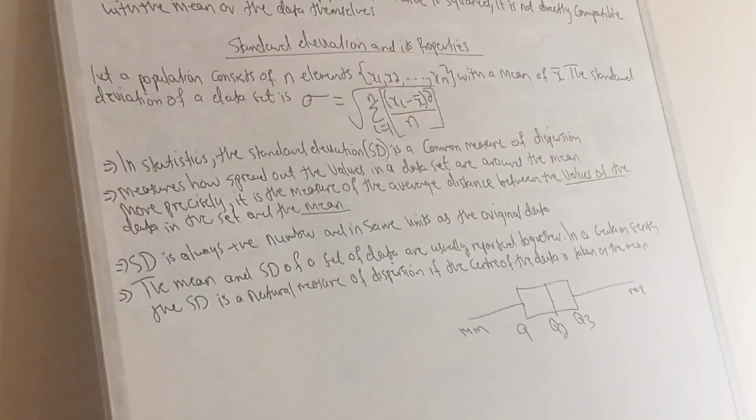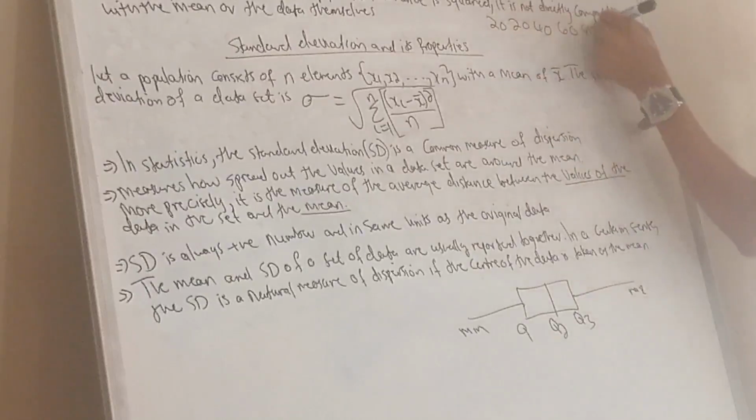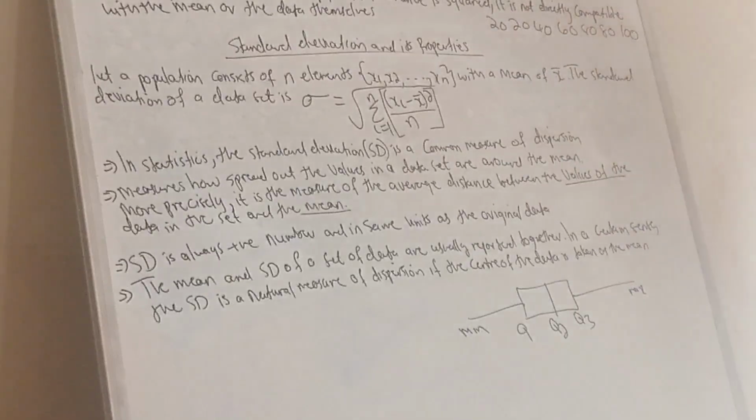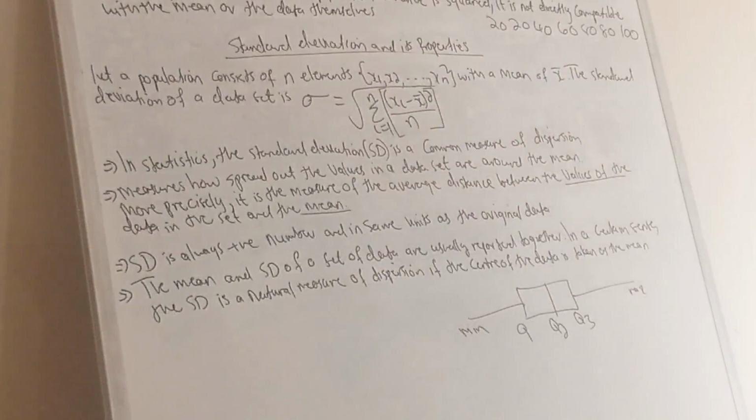In a certain sense, the standard deviation is a natural measure of dispersion if the center of the data is taken as the mean. How do we take the center of the data as the mean? If we have data like 20, 20, 40, 60, 80, 80, 100, we are taking the center of the data as the mean. We are therefore saying the standard deviation is a natural measure of dispersion.